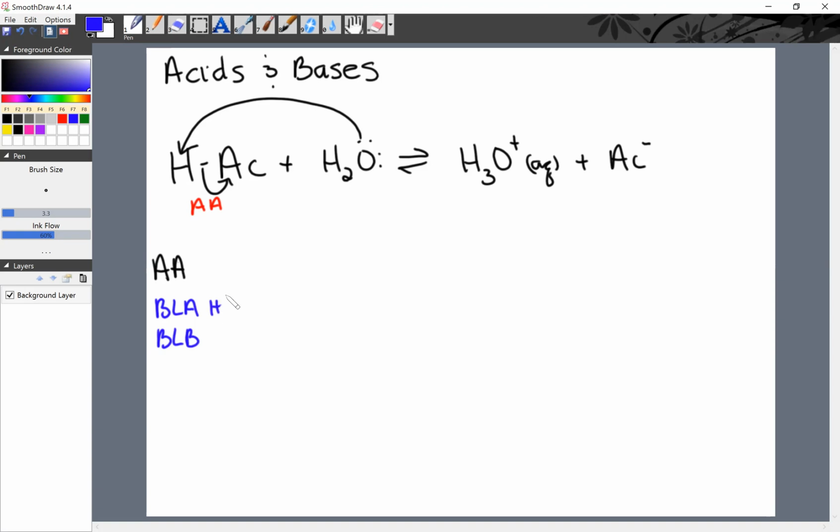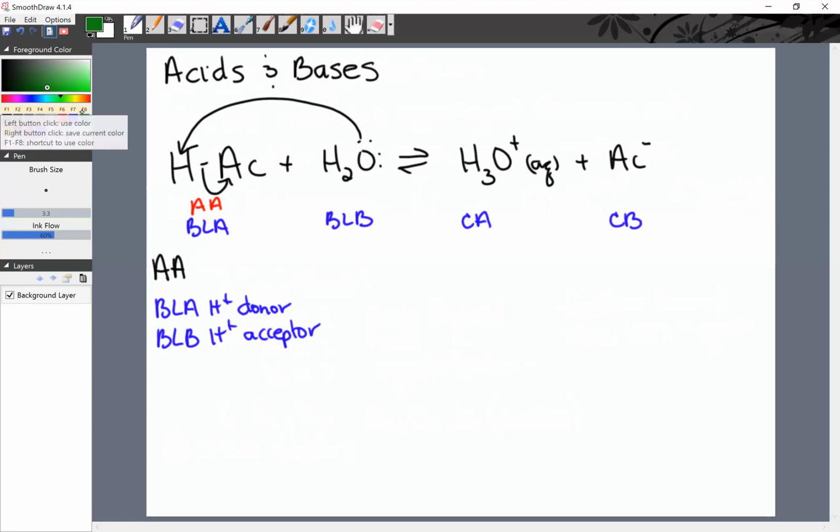This one is the proton donor. This one is the proton acceptor. Who's the donor? This one is the Bronsted-Lowry acid. Who accepted it? This is the Bronsted-Lowry base. And then if we're looking on the other side, this one would be the conjugate acid, and this one would be the conjugate base. Well, let's see if we can put our Lewis definition on here too.